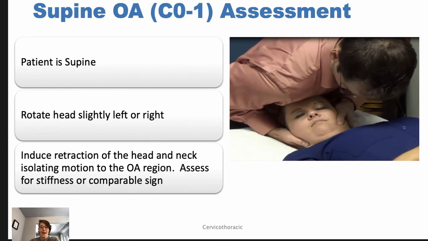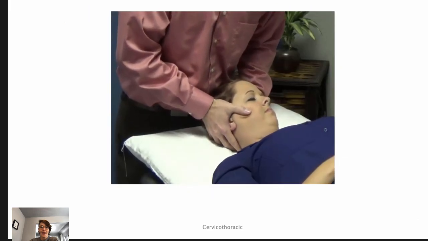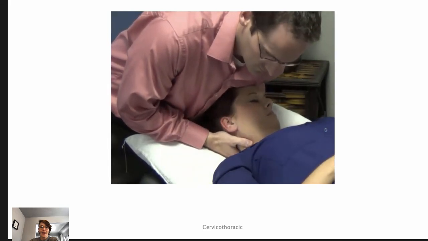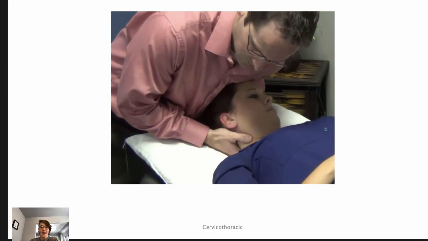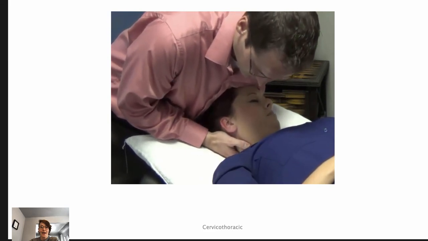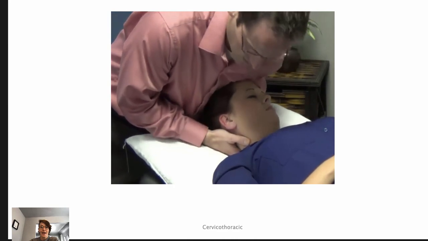Okay, and then taking a look at C0-1, you're going to rotate the patient's head just a little bit to the right or left, and then take them into some upper cervical nodding. You can do that holding on the zygomatic arches. Not as comfortable that way, but you can use the front of your shoulder to also complete that upper cervical nodding, almost a push down towards the table.